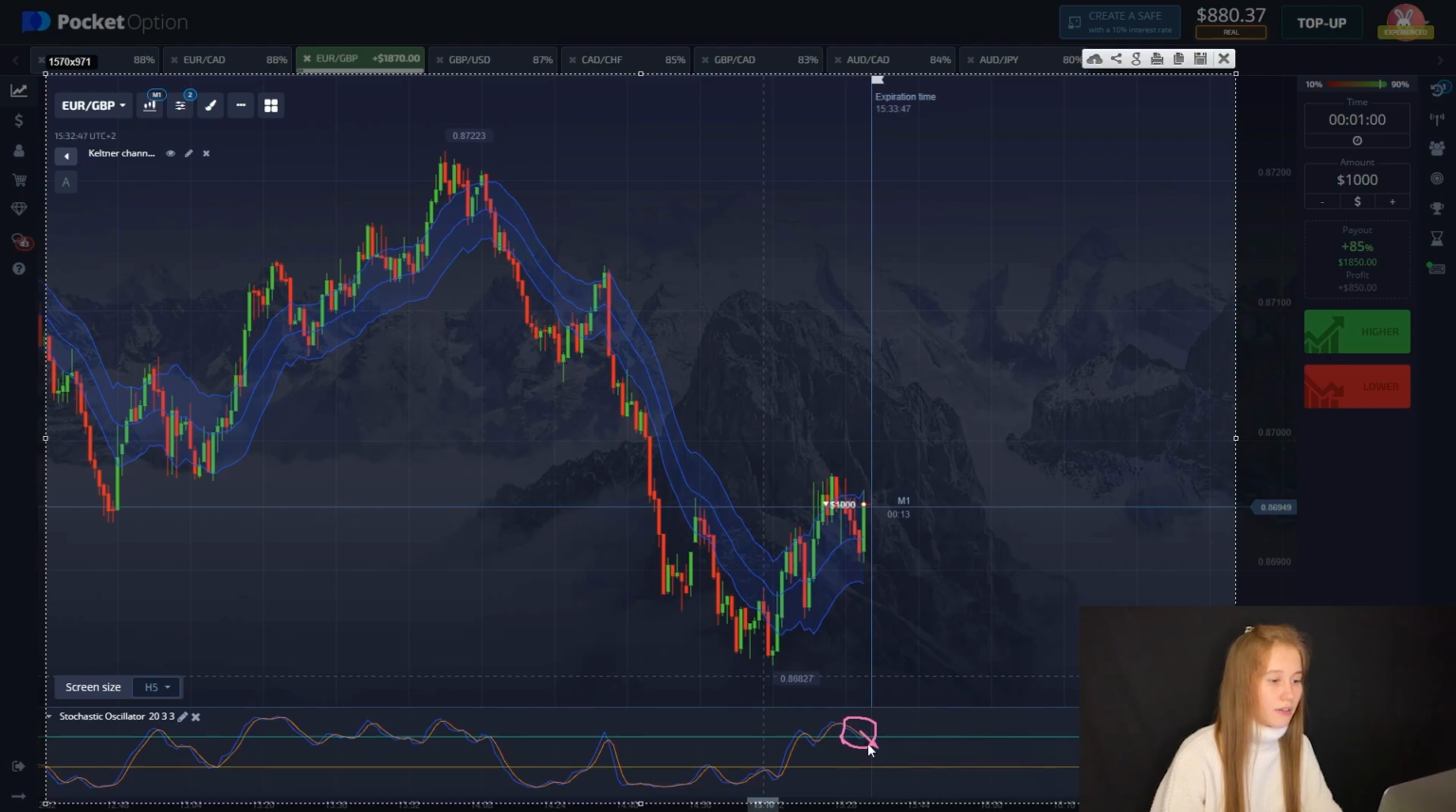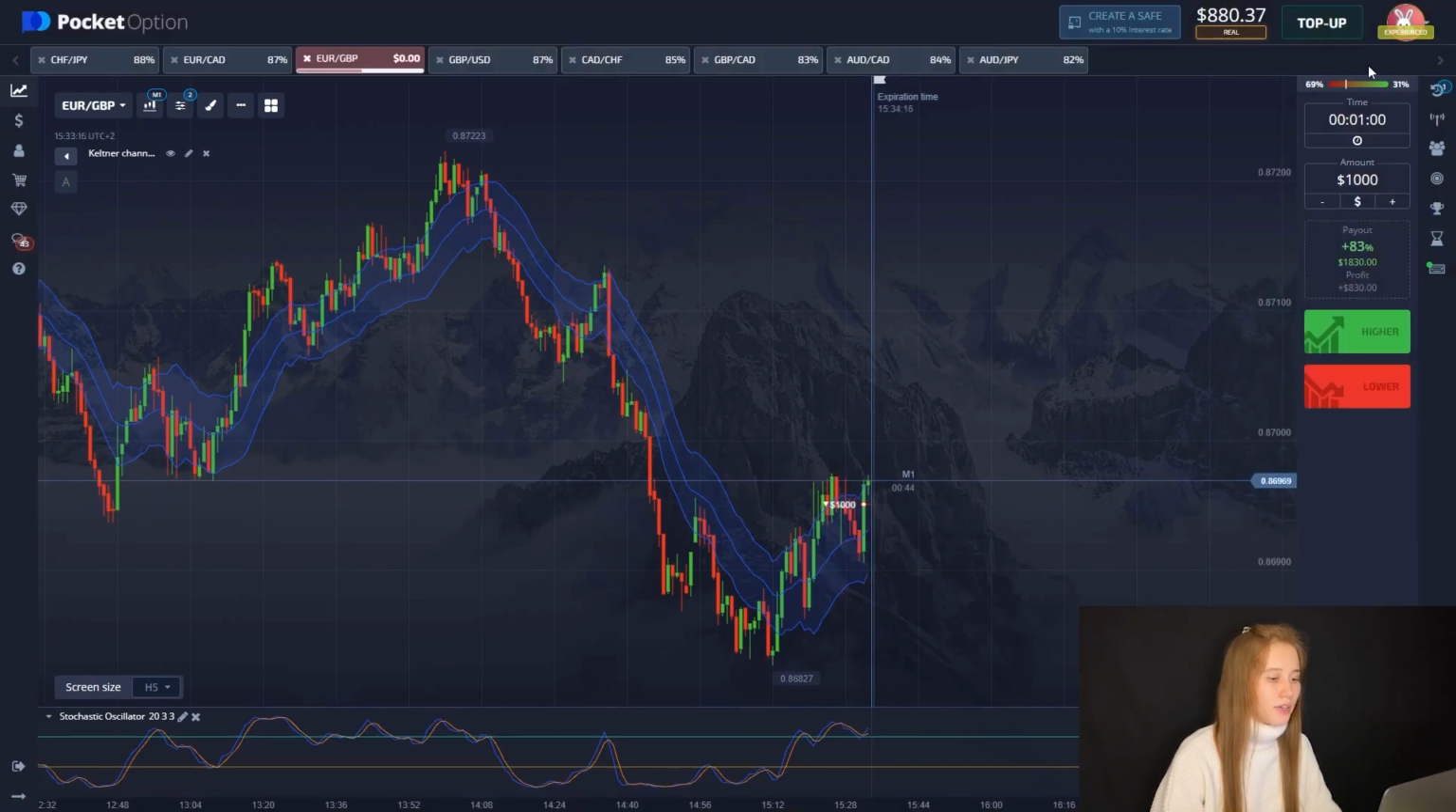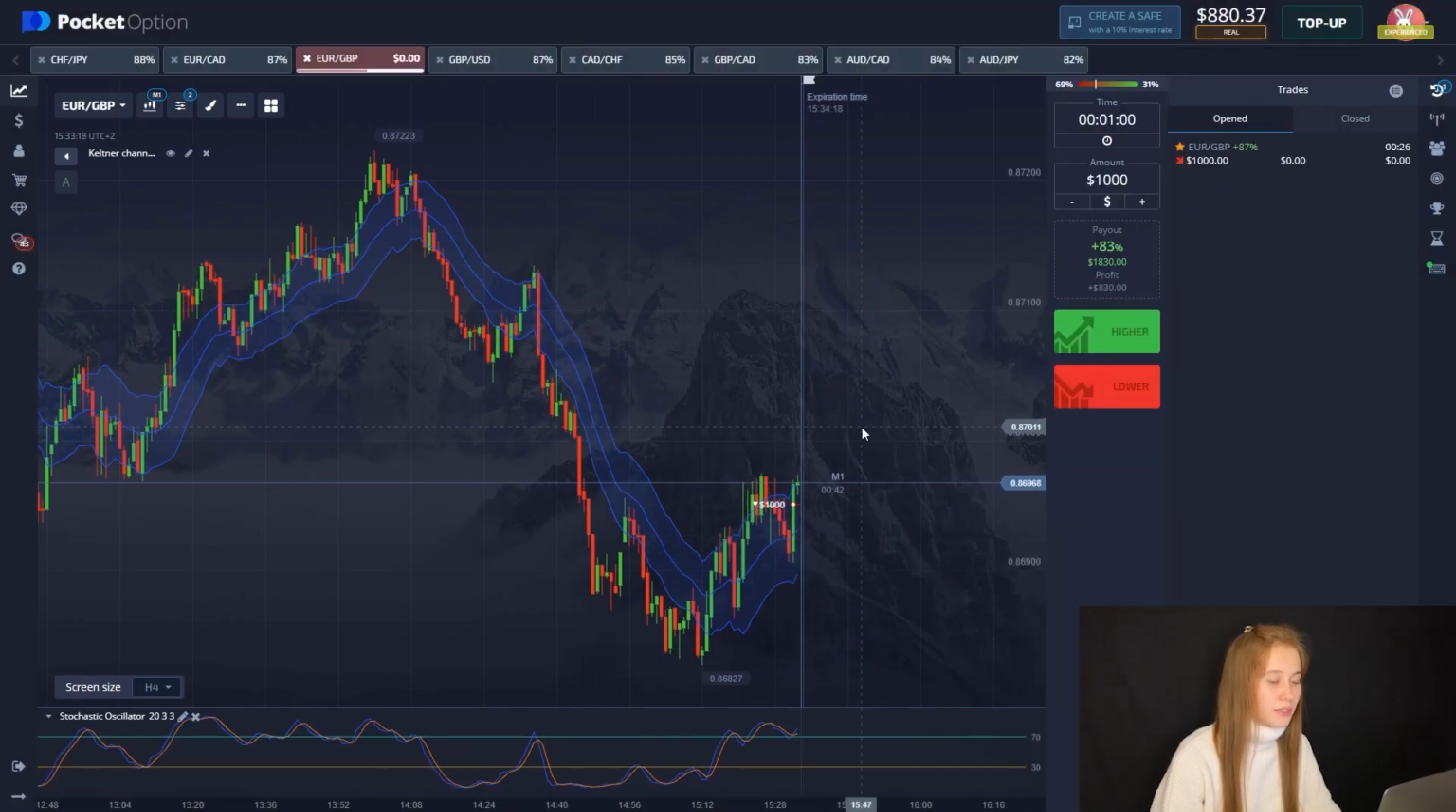Stochastic crossover has already been observed. This correction must be completed and our movement should go down. Since we regard this area as a correction and everything should be correct, our deal will close in plus. We played ahead of the curve and at the end there should be an exit and our trade should close in plus.